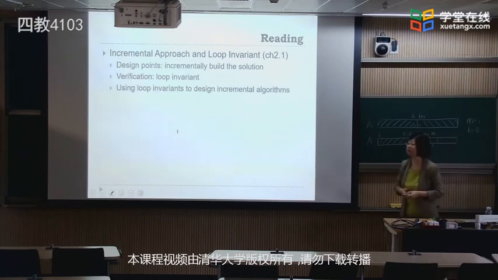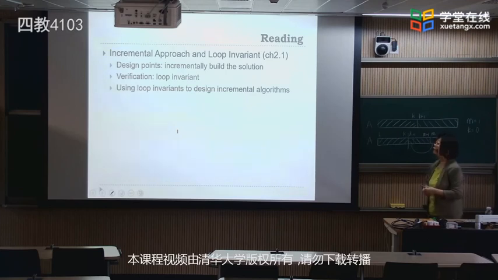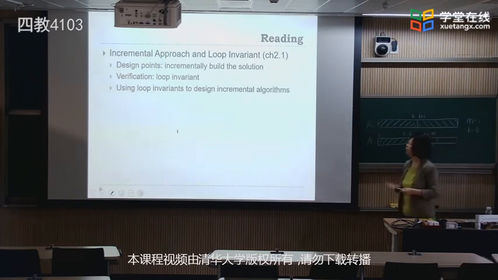So we have discussed the idea of the incremental approach and loop invariant. You can read chapter 2.1 from the textbook. We talked about the design points. So basically, the whole idea is to incrementally build the solution. We also talked about how to verify your algorithm using the loop invariant, and we also talked about how to use loop invariants to design incremental solutions.